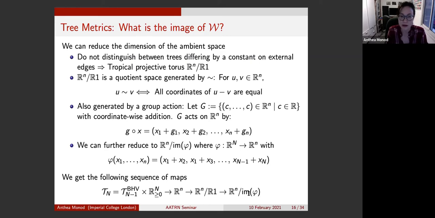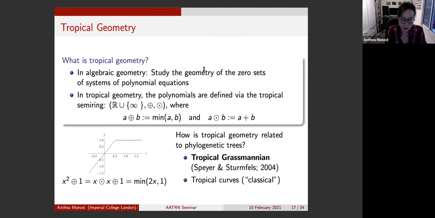Okay, now I'm going to move on to talk about tropical geometry, because I hinted at this by calling this the tropical projective torus and saying that it's an interesting space to study this question of what is the image of W. So what is tropical geometry?